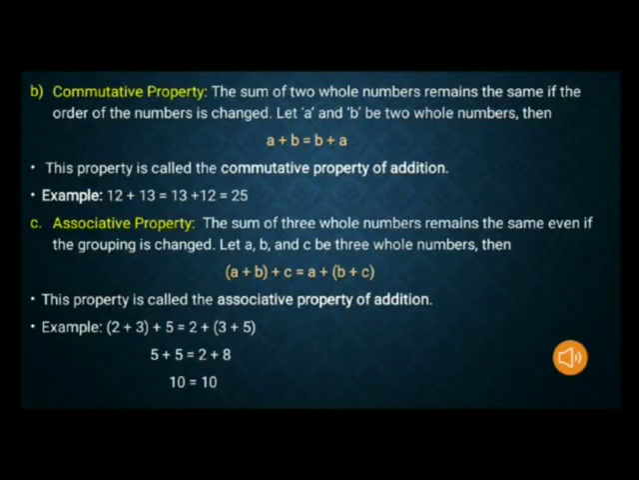Now let's discuss the next property, the associative property. The sum of three whole numbers remains the same even if the grouping is changed. Or you can say the grouping of three or more whole numbers in addition does not affect their sum. Let a, b and c be three whole numbers. Then a plus b, plus c equals a plus, b plus c. This property is called the associative property of addition, as you can see in the example given below.